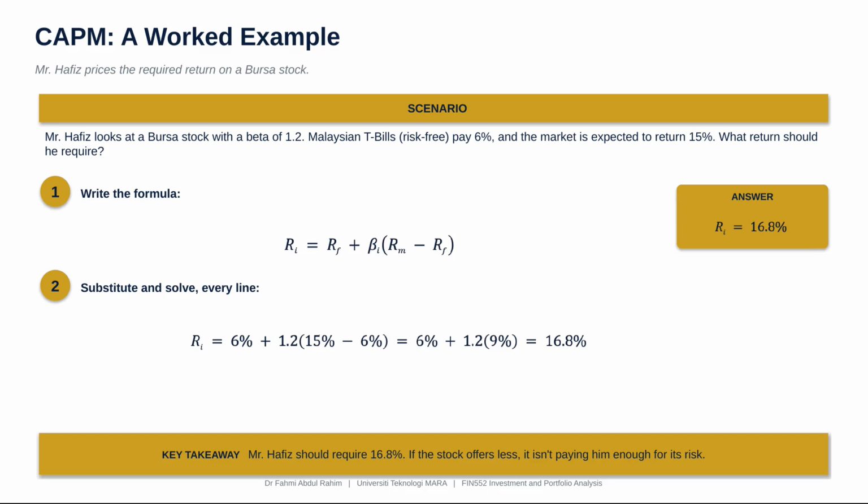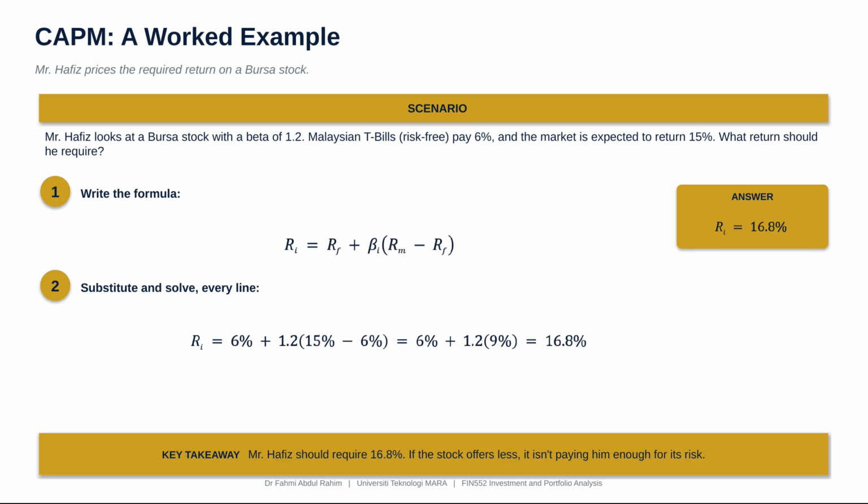Now let us put the CAPM formula to work in a complete exam-style example featuring Mr. Hafiz. He is looking at a Bursa stock with a beta of 1.2. Malaysian Treasury bills, the risk-free asset, pay 6% and the market is expected to return 15%. The question is, what return should Mr. Hafiz require from this stock to be fairly compensated for its risk?